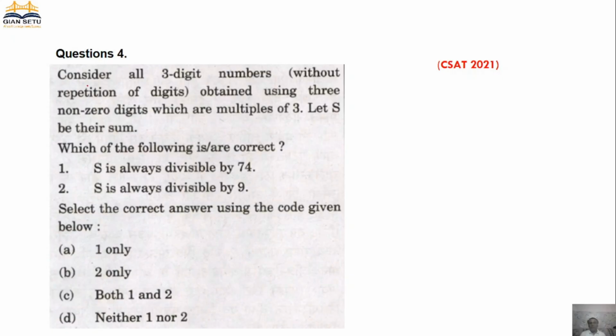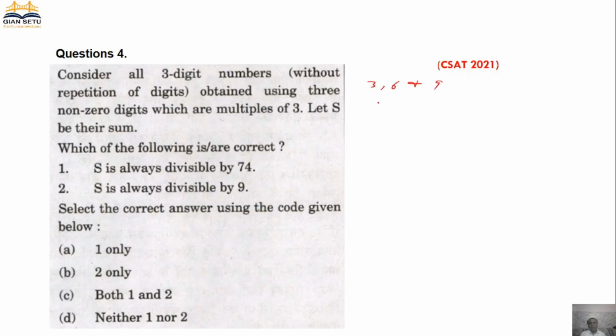Now question number 4 is, consider all 3-digit numbers without repetition of digits obtained using 3 non-zero digits which are multiples of 3. Let S be their sum. Further, we are given two statements and we need to find which of these statements is correct. Now, first of all, let's see three non-zero digits which are multiples of 3. Which are these digits? So, these digits are 3, 6 and 9.